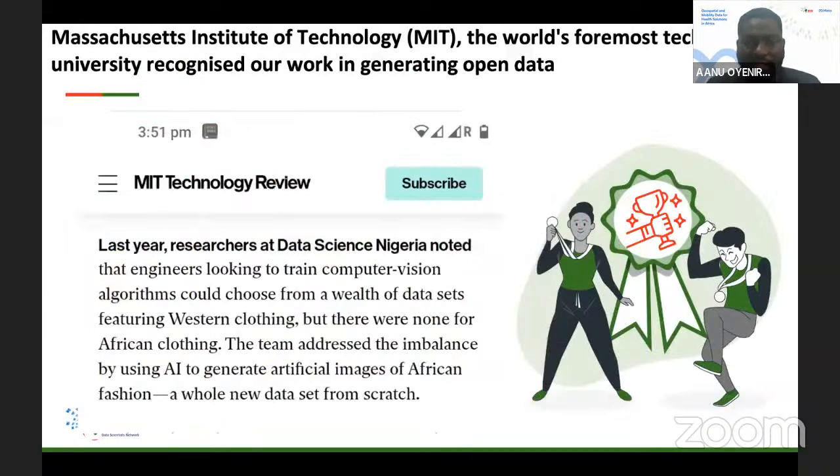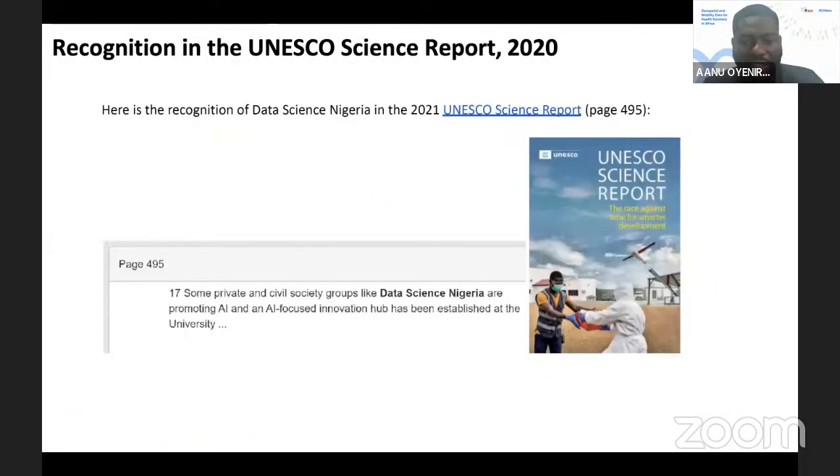And MIT, the world's foremost technology university, recognized our work in generating open data. So we're recognized by MIT, and this shows part of the good work that we're doing. I would love for us to appreciate DSN in-house. While I'm moving on, please let's celebrate DSN in-house.